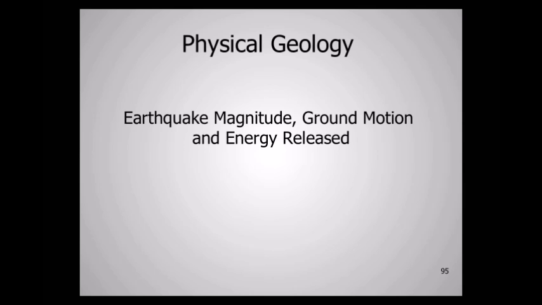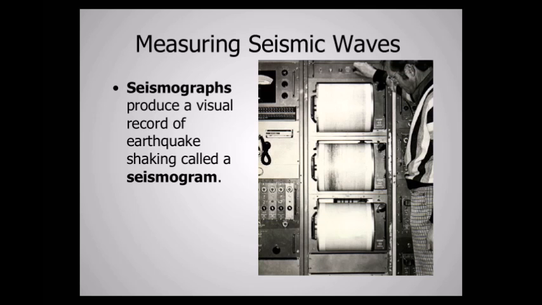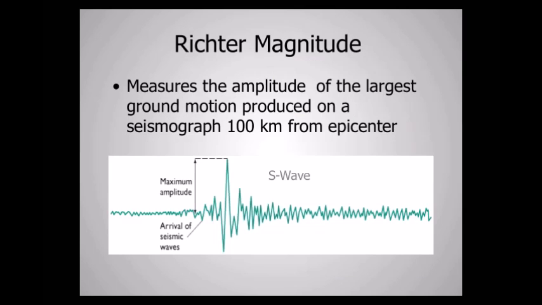So how do we measure how big earthquakes are? A seismograph is a station that produces a record of the amount of shaking experienced at some distance from an earthquake. The paper record, this kind of squiggle graph that's produced by a seismograph, is called a seismogram.